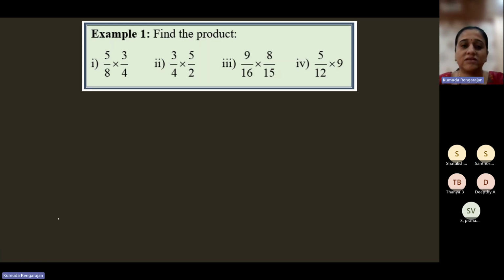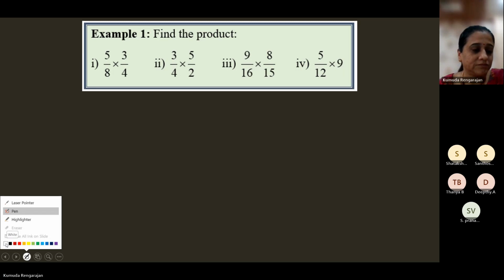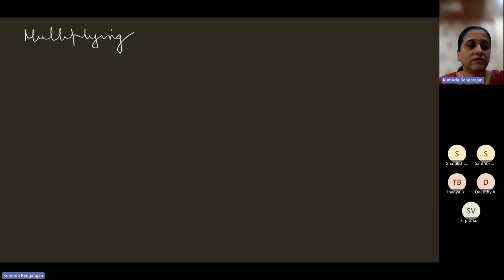Okay, so in the last class, we had taken up some situations where we had to find the answer by adding or subtracting fractions, right? So today we'll see how to multiply two or more fractions and also how to divide a fraction by another fraction. Don't write anything.